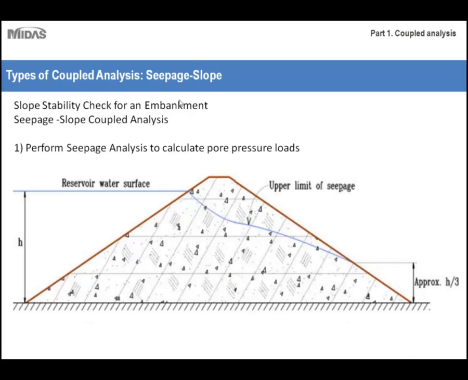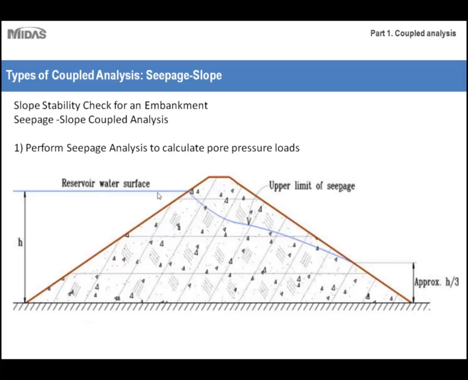So here is an example of a seepage slope project. As you can see, the title is inherent. It's the seepage slope coupled analysis. Seepage will be the first analysis that's performed, and then it'll be followed by a slope analysis. So here we have an embankment type project. As you can see, the reservoir is filled up to a certain, arbitrary point.